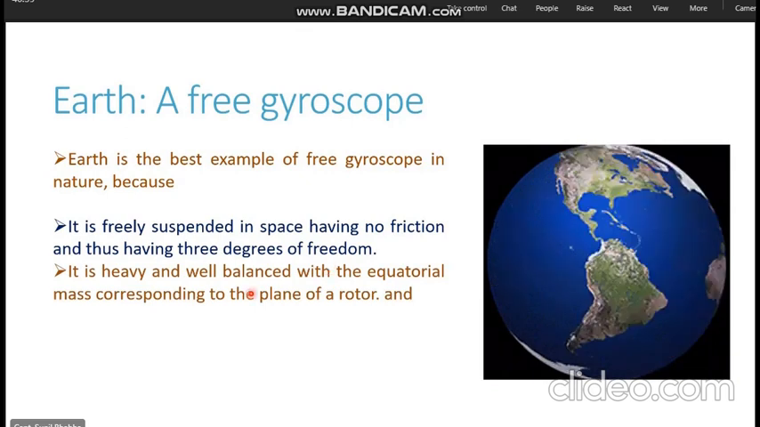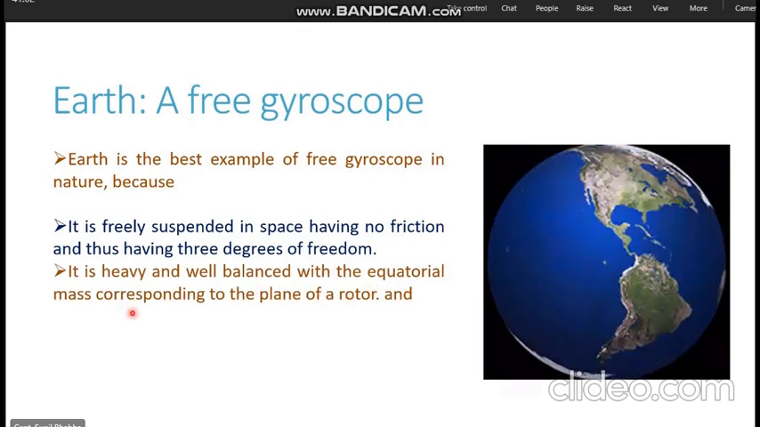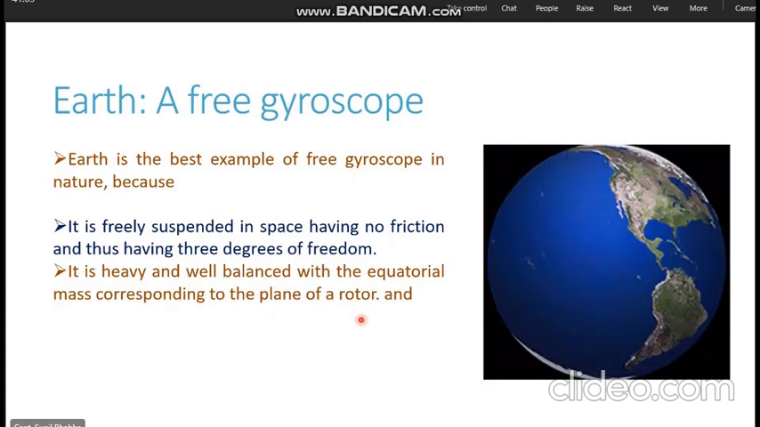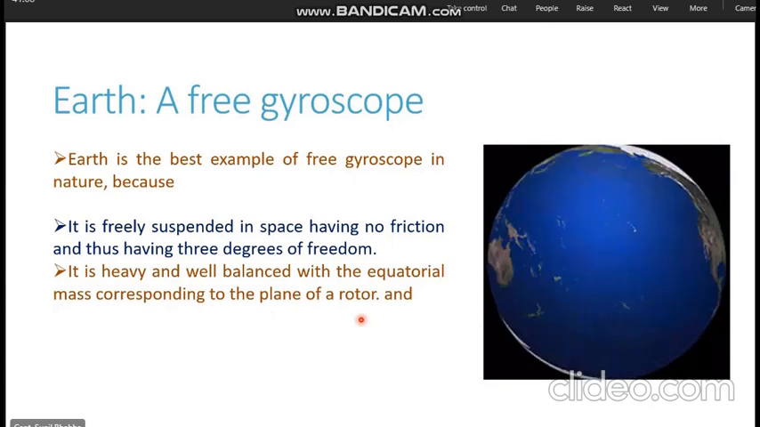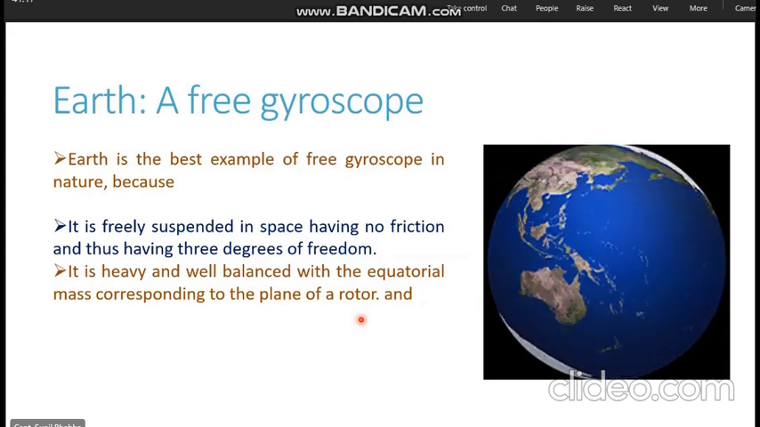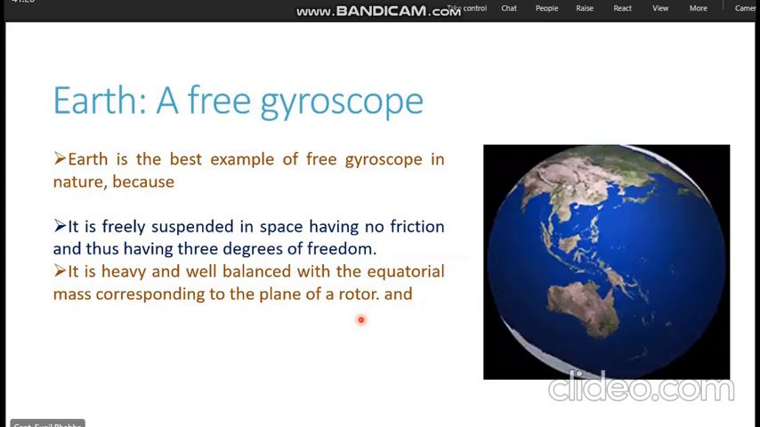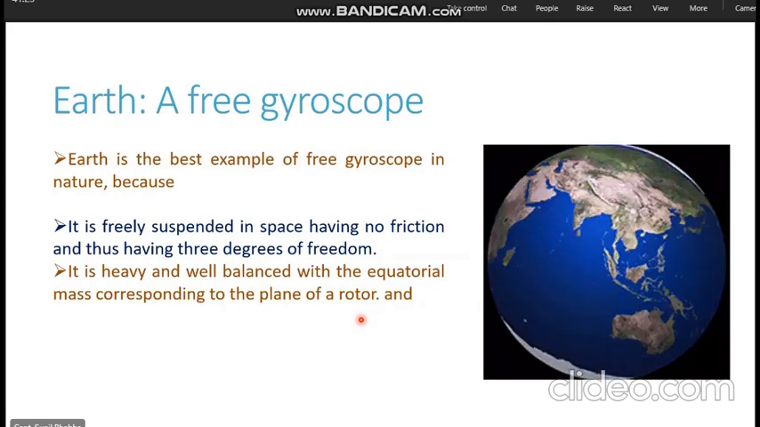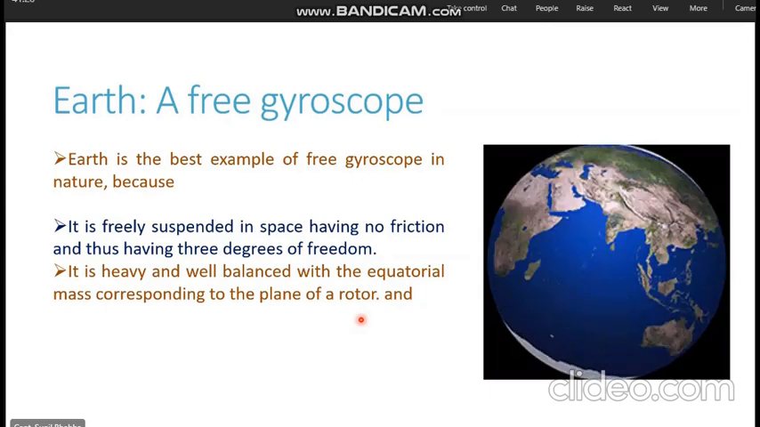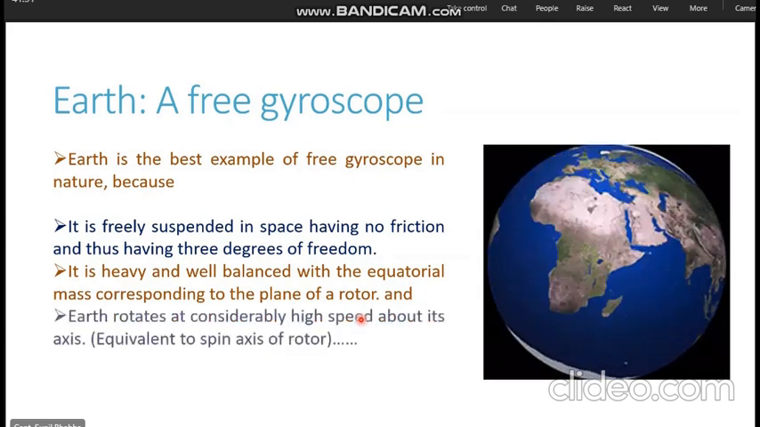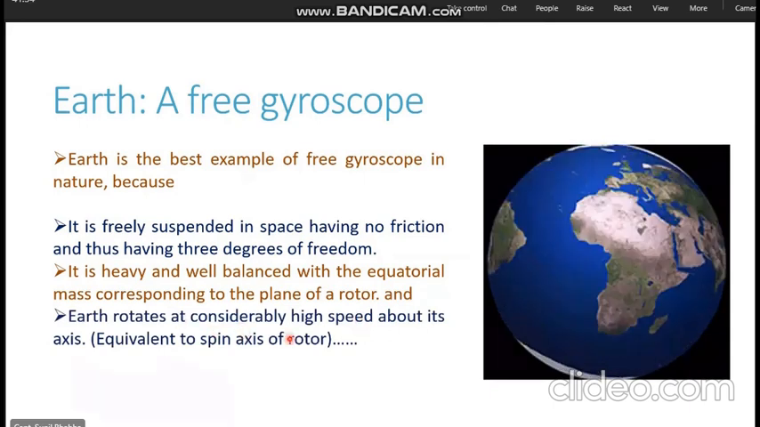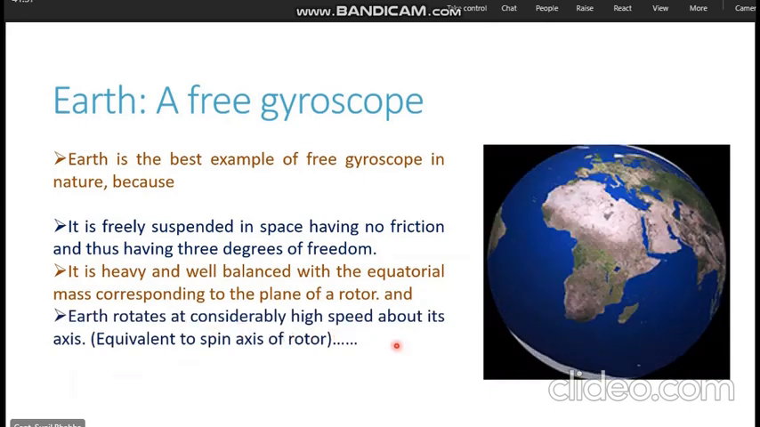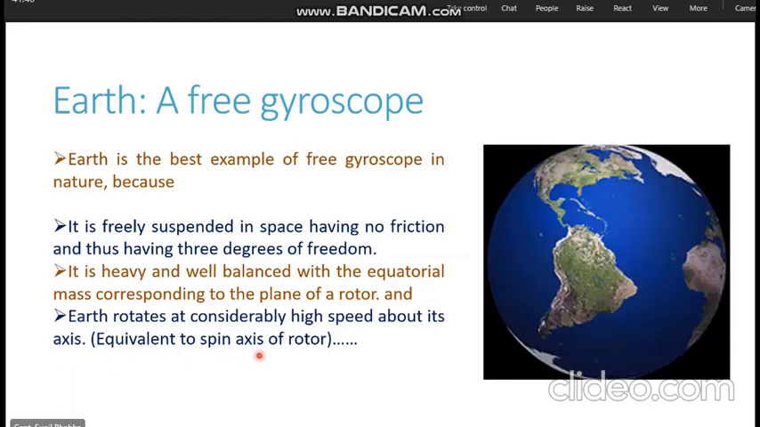The Earth is heavy and well balanced with the equatorial mass corresponding to the plane of the rotor. Now we know the Earth is slightly flattened at the poles and is bulging at the equator. So the equatorial mass is more as compared to the polar mass. This equatorial mass corresponding to the plane of the rotor is perpendicular to the axis around which the Earth is rotating. So it corresponds exactly to the rotor and spin axis arrangement which we saw in a free gyroscope. Earth also rotates at a considerably high speed about its axis, which is equivalent to the spin axis of a rotor.